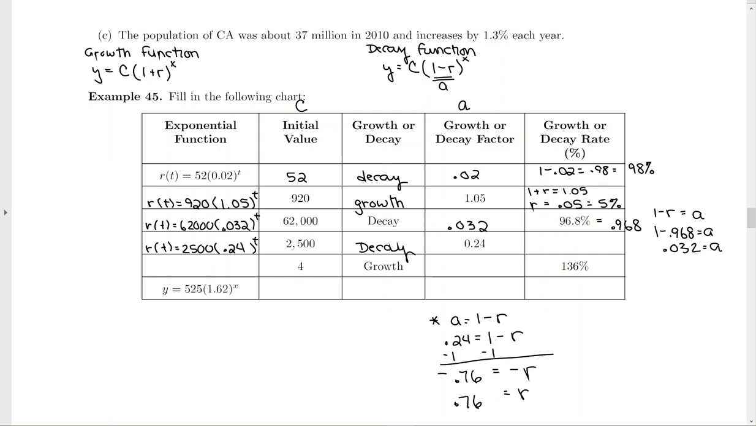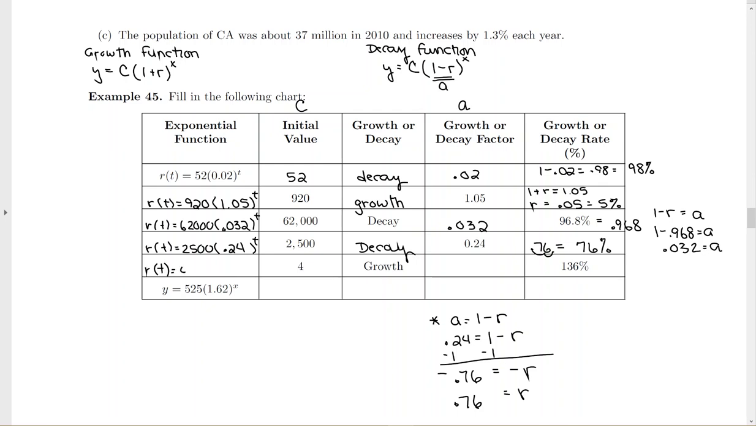That's our rate, but we like our rates written as percents. So move that decimal over 2 places to the right, 76%. It's a matter of using these formulas and plugging in either the A or the R and then solving for the other one. So for this one, our initial value is 4.